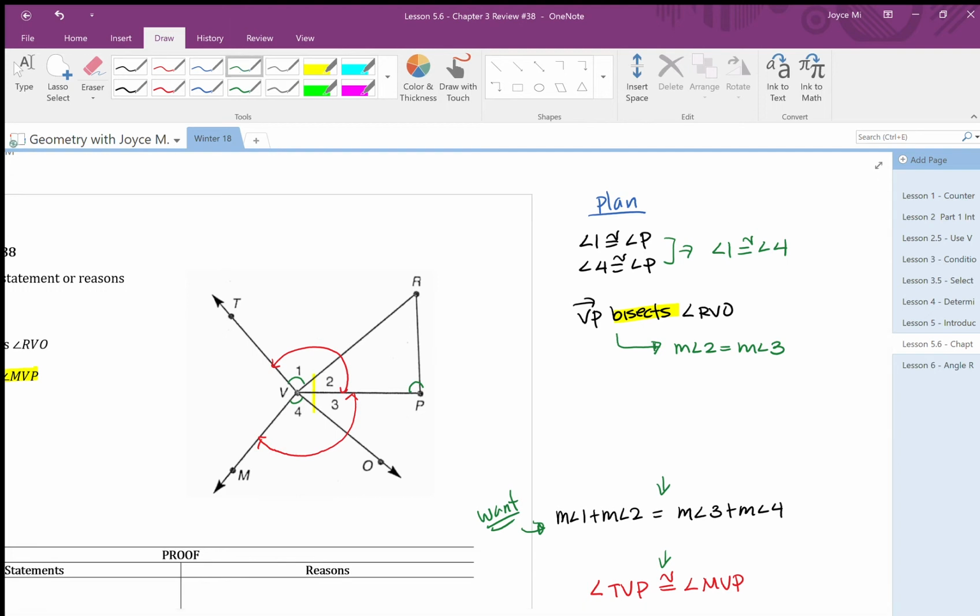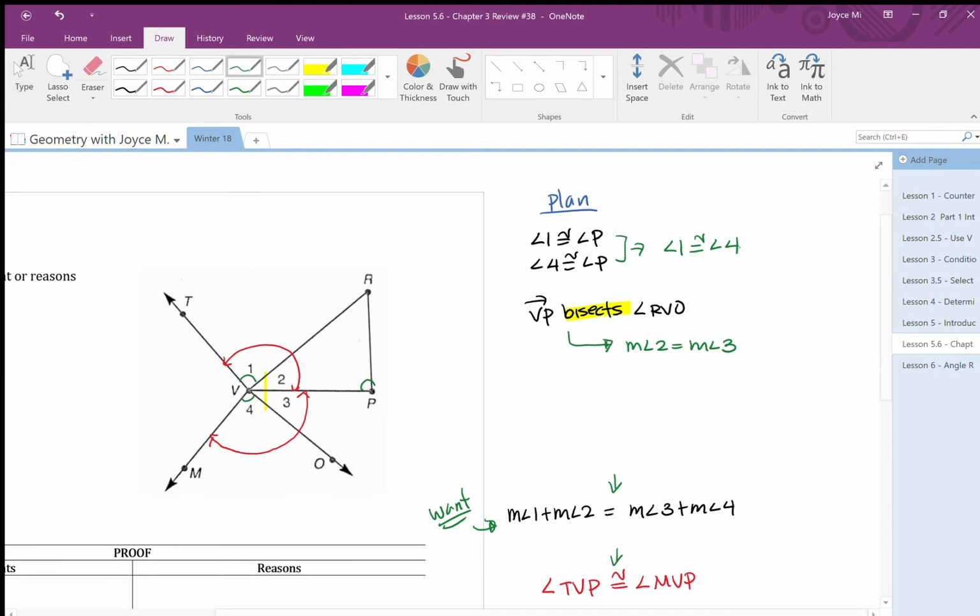Let me label this equation 1. How do you make equation 1 and equation 2 look like what I wanted? Notice that all I have to do is this step here. I have 2 equations, so I can add them. If I add these 2 equations together, I would have 1 plus 2 equals 3 plus 4 by addition property of equality. So I can add them.